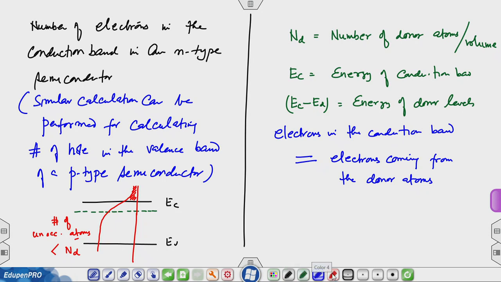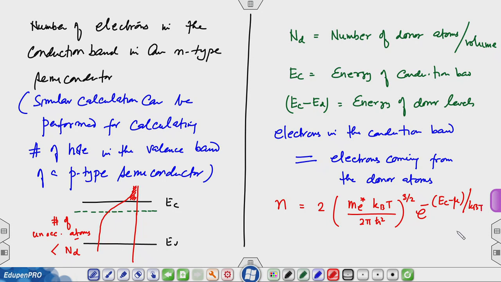So, we have seen that the number of electrons in the conduction band, if you do whatever calculation we did earlier in the previous lecture, is equal to 2 m e star k b T over 2 pi h cross square raised to 3 by 2 e raised to minus E c minus mu over k b T. And I just want to point out here that we assume E c is far from mu, which in this case would not be strictly true, but nonetheless we can do an approximate calculation.